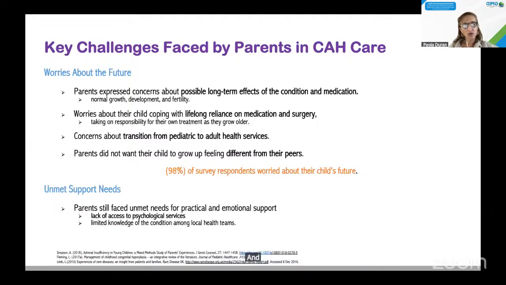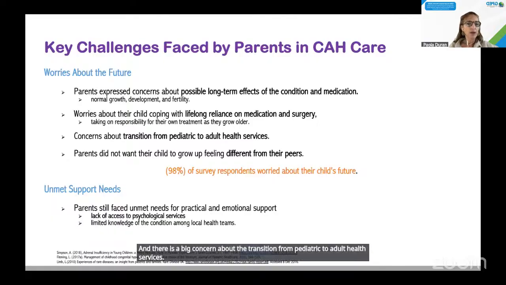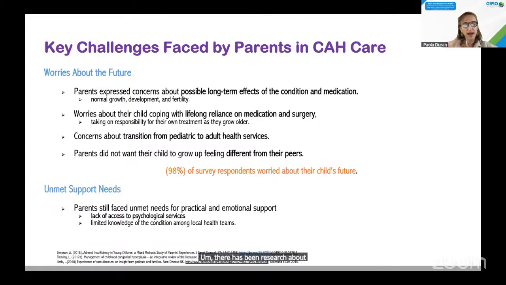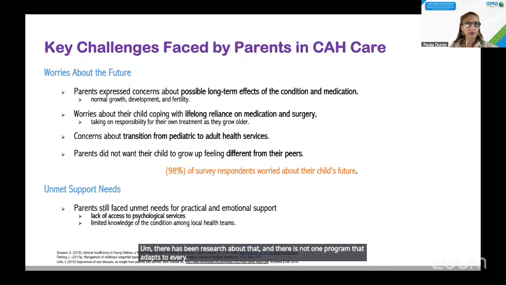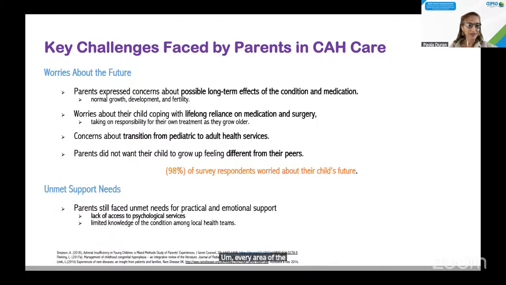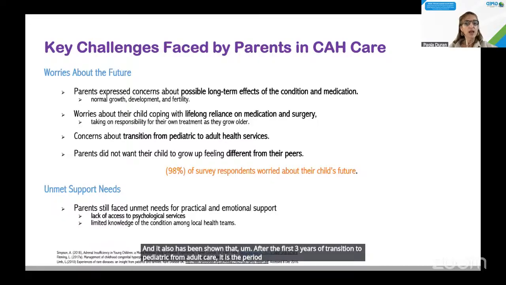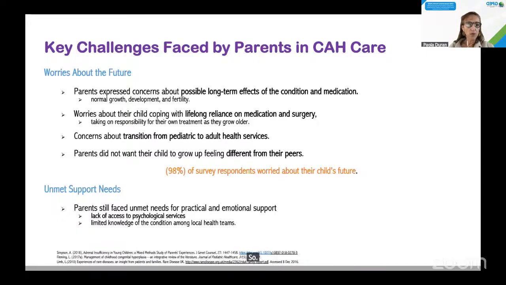There is a big concern about the transition from pediatric to adult health services. There has been research about that, and there is not one program that adapts to every area of the world, so everyone has to find the best way to do that. It has also been shown that the first 3 years after transition from pediatric to adult care is the period where patients get most lost to follow-up. So that is an area where we need research, and it has to be taken care of.